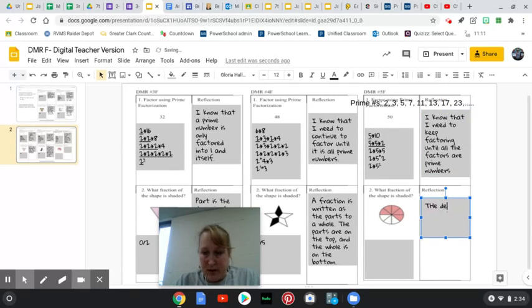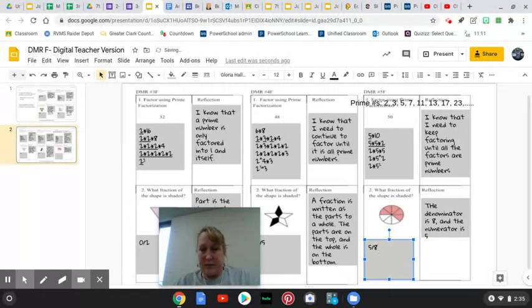The denominator is 8. And the numerator is all the red. 1, 2, 3, 4, 5. So we will type that over here as 5 over 8. We've already done our reflection just to kind of make sure that they're both the same.